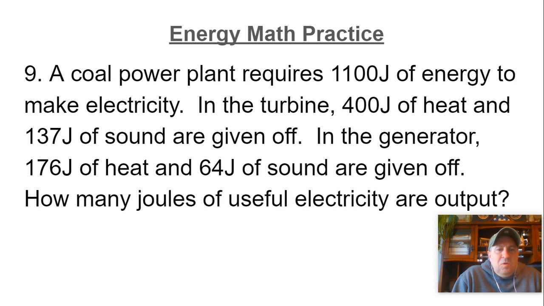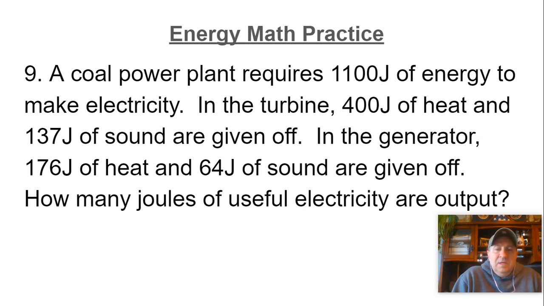Number 9, a coal power plant requires 1,100 joules of energy to make electricity. In the turbine, 400 joules of heat and 137 joules of sound are given off. So those would be your waste energies, because remember, the coal power plant is making electricity. It's not there to make heat. It's not there to make sound. So those are wasted energies. But also in the generator part of this electrical plant, 176 joules of heat and 64 joules of sound are given off. So you need to find how many joules of useful energy are output, the useful electricity.